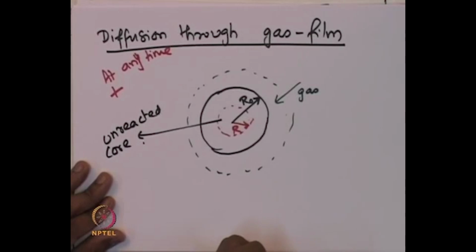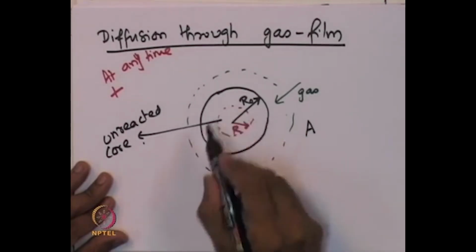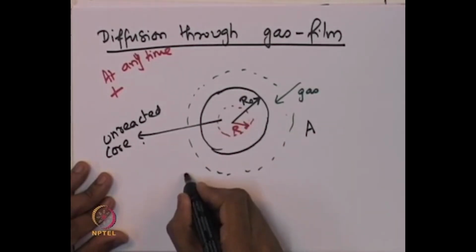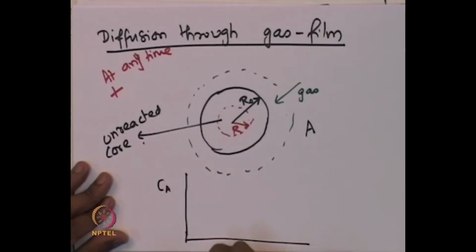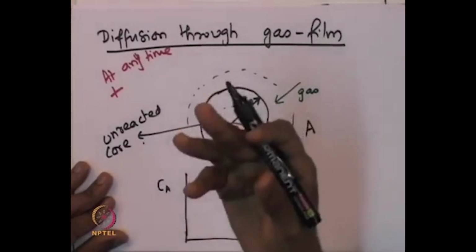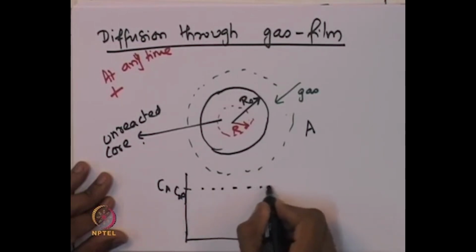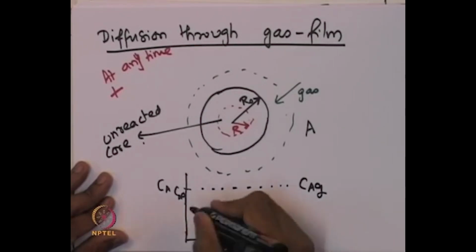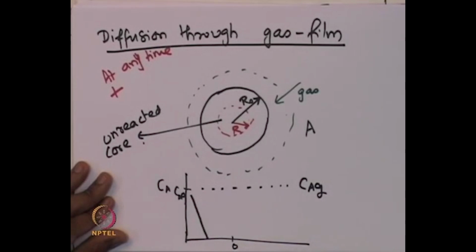Now, let us attempt to intuit the concentration profile of species A, which is in the gaseous form and diffuses through to react with the solid in this particle. Because we assume that diffusion through the gas film is controlling, the diffusion process in the gas film is going to be much slower than the other two processes occurring inside the solid core. Suppose this is the bulk concentration, C_AG, of species A. We can expect a concentration gradient in the gas film. This is the center of the core, and this is R naught.